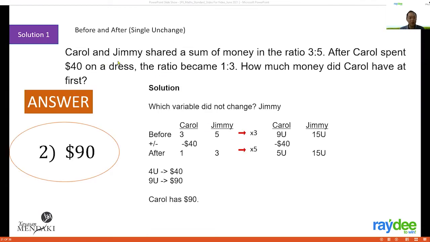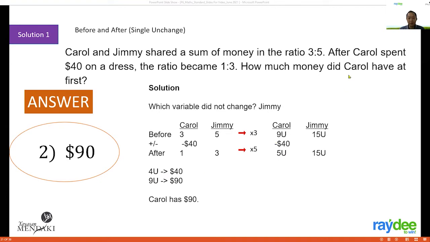What this means is that there's one person's variable that did not change. So if you read the story, you realize that, hey, Carol spent $40, but Jimmy didn't spend any money. So Jimmy should be the same, okay? Right, so here we make them 15 units, and because the common multiple is 15 again, so the first row got to times 3, second row got to times 5, so you get 5 here. And you realize that 4 units equals to $40, 9 units equals to 90.